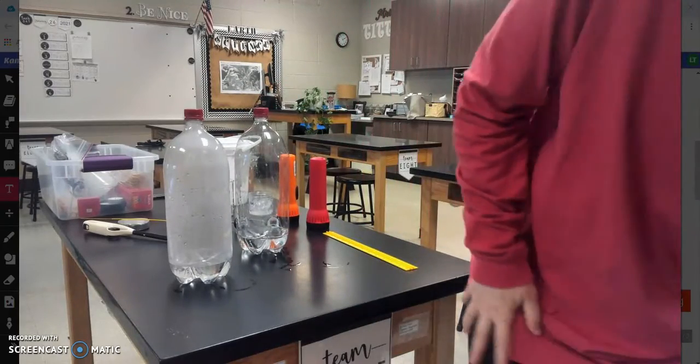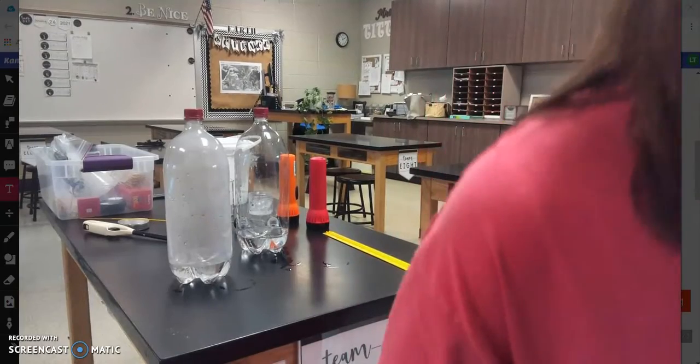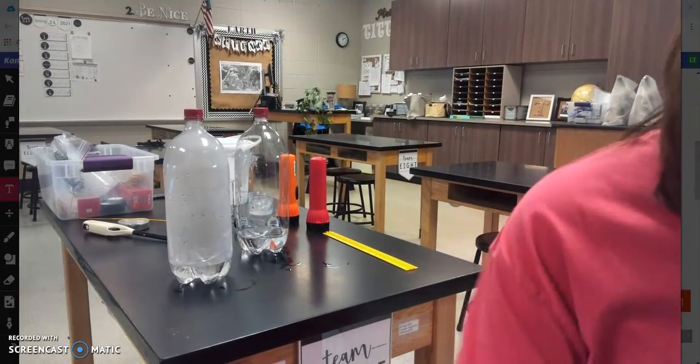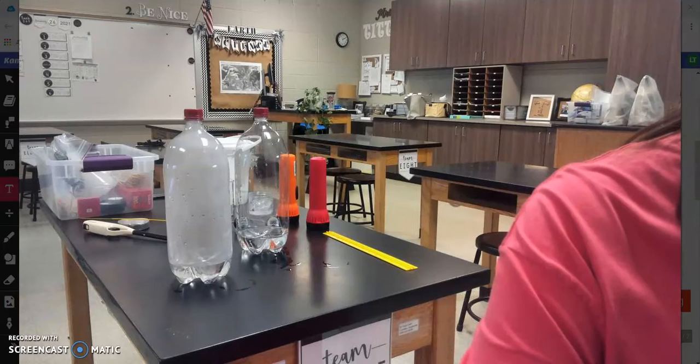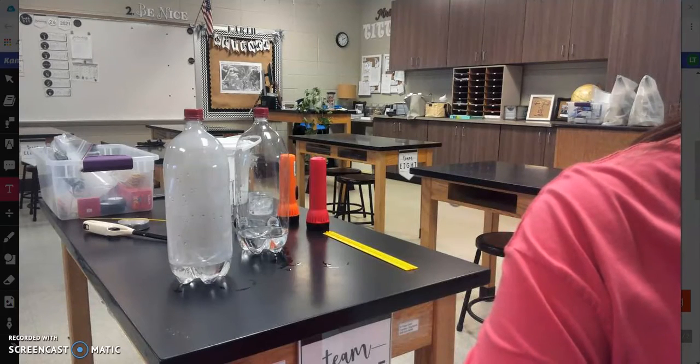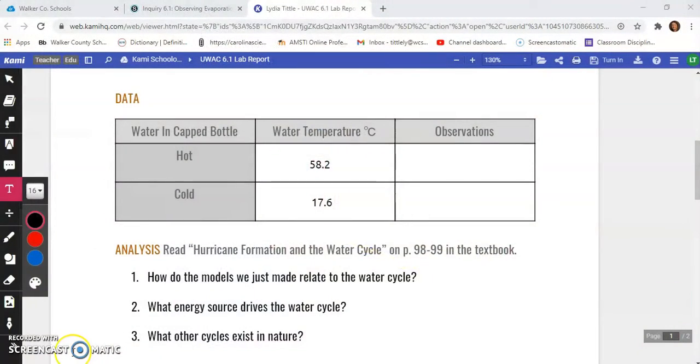Okay, so let's go back to our data table. I'm going to switch back to our data table view. Okay, on our data table view, you would write some of those observations here of what you noticed with the hot bottle and what happened in and around the cold bottle.